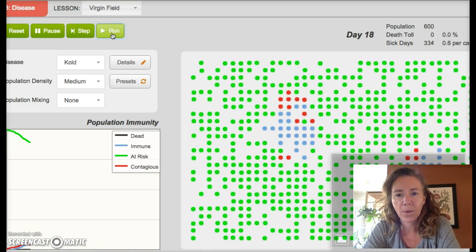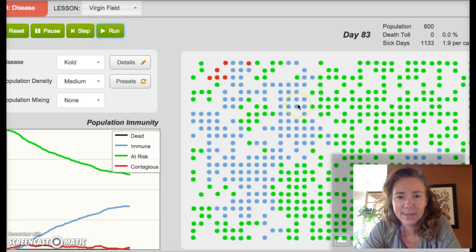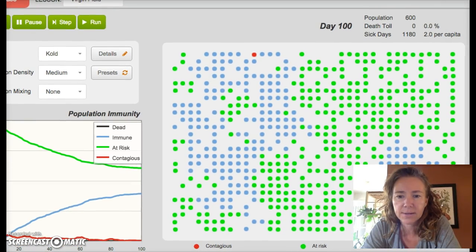And let's run it. Oh, goodness. Well, the people surrounding that contagious person over here, looks like they got it. Oh, but now they're immune. Interesting. So do you see where it says, sorry, the dot's down here, who's at risk, who's immune? So when I'm done, population, I've still got 600 people. Total number of sick days are here, and the total number of people infected.